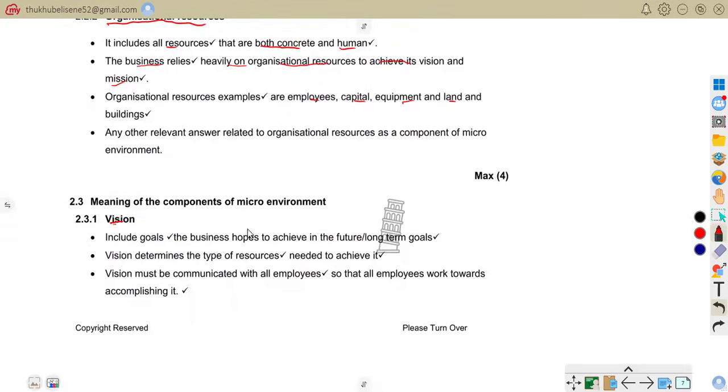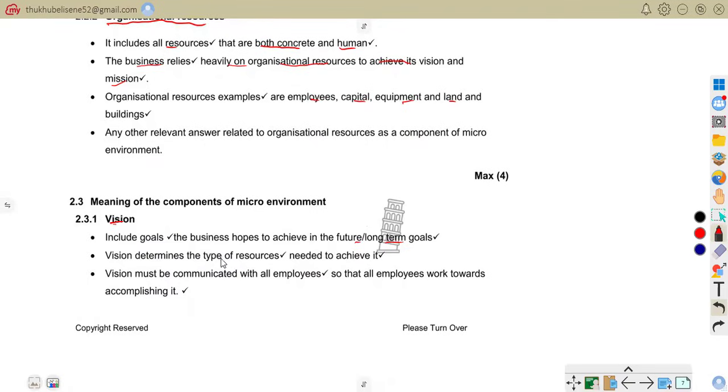So here we are on the meaning of vision. Vision includes goals the business hopes to achieve in the future, or long-term goals. Meaning to say, the vision describes what the business wants to achieve in the future. For example, to be the leading clothing retailer in South Africa. That's what it wants to achieve in the future.